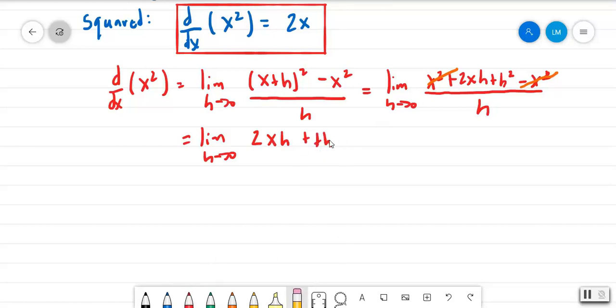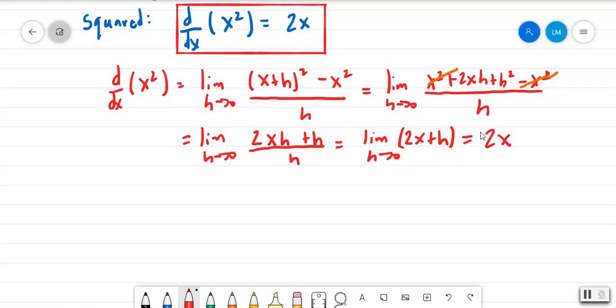Yeah, let's just fix this. There's a factor of h that should cancel out. So that gives us the limit as h approaches 0 of, okay, so what do we have here? We have 2x plus h. But the only thing that depends on h is just the single h that's right there. So that gives us 2x. So that tells us that the derivative of x squared is just 2x.